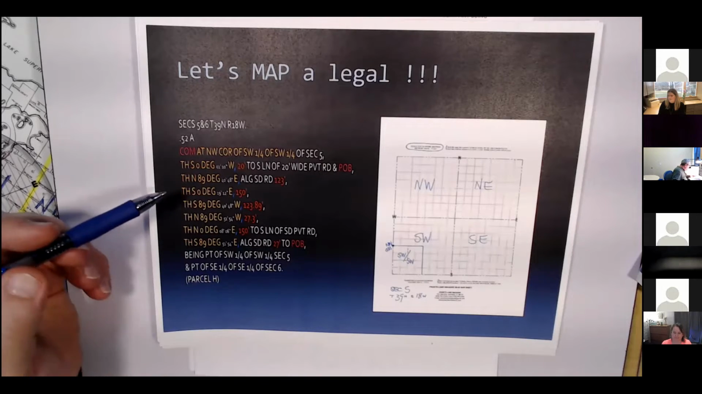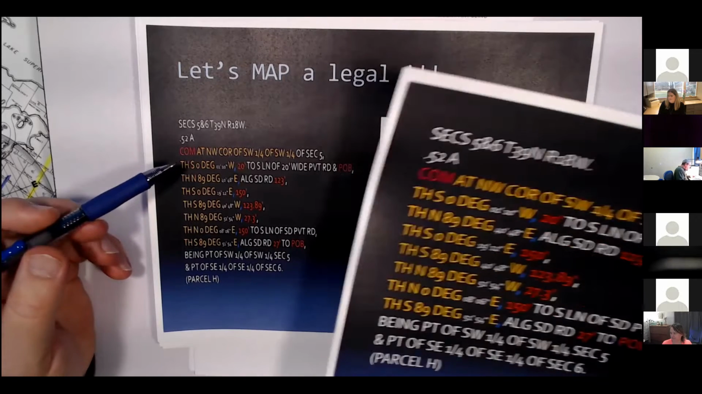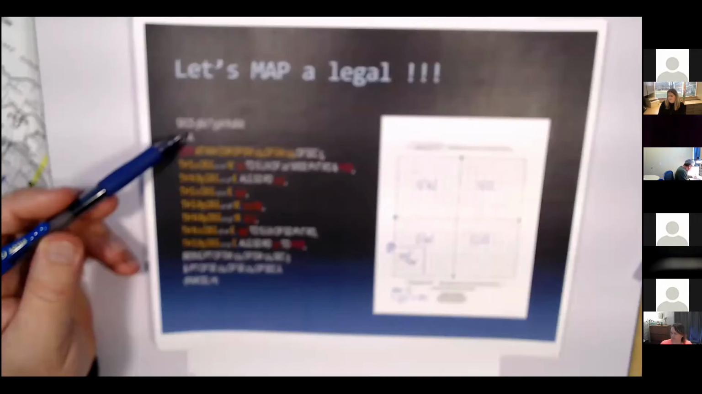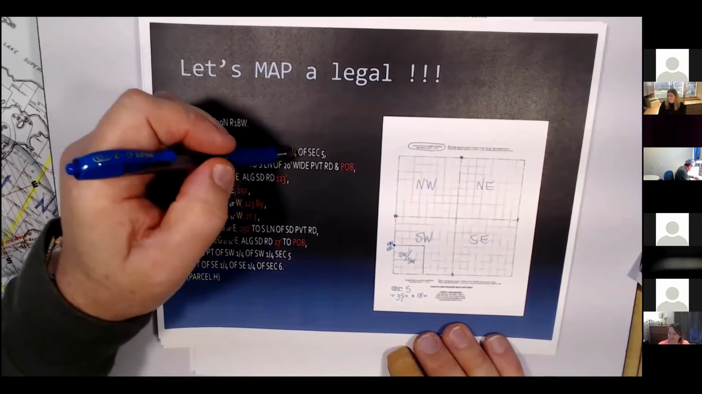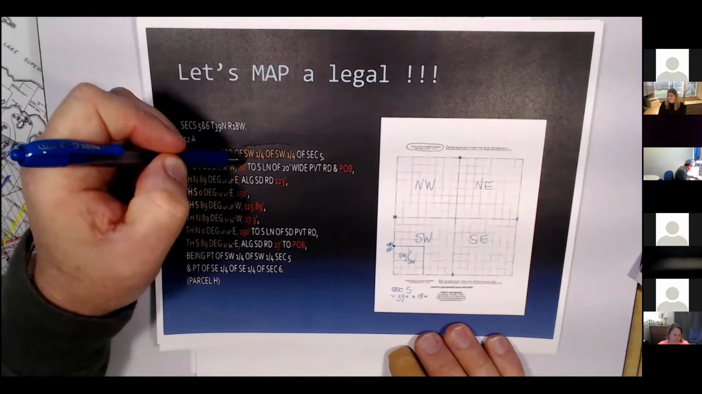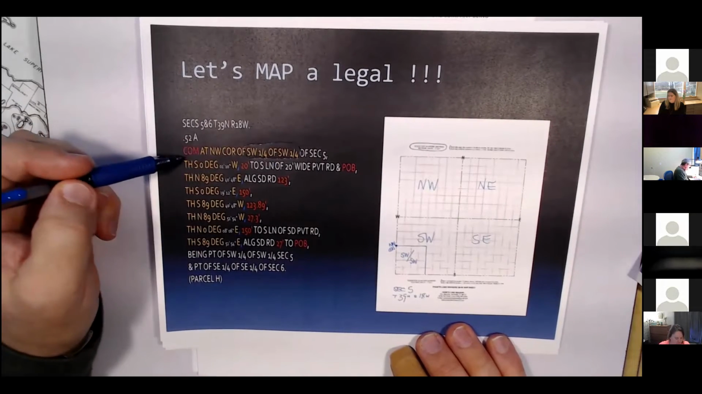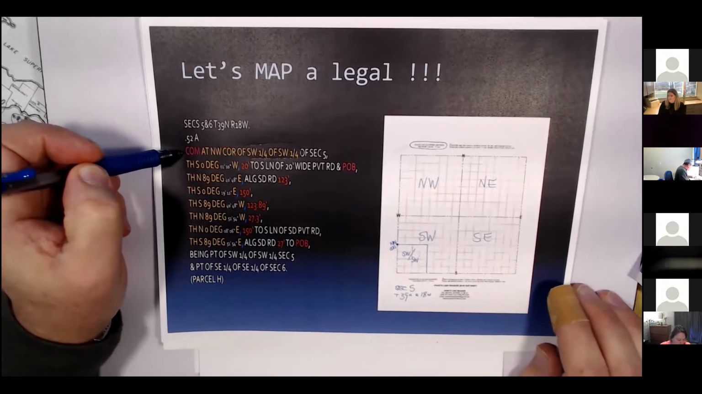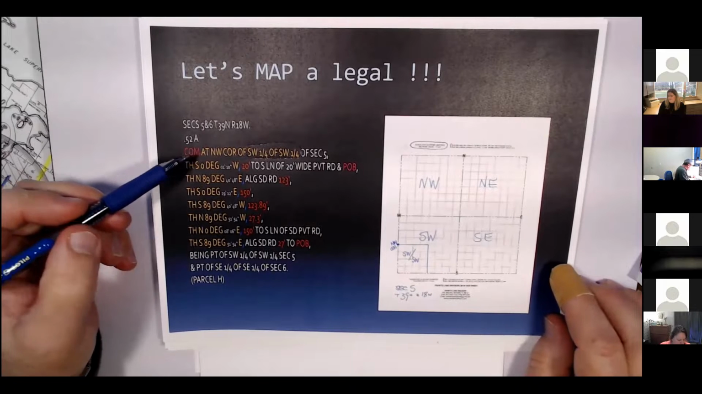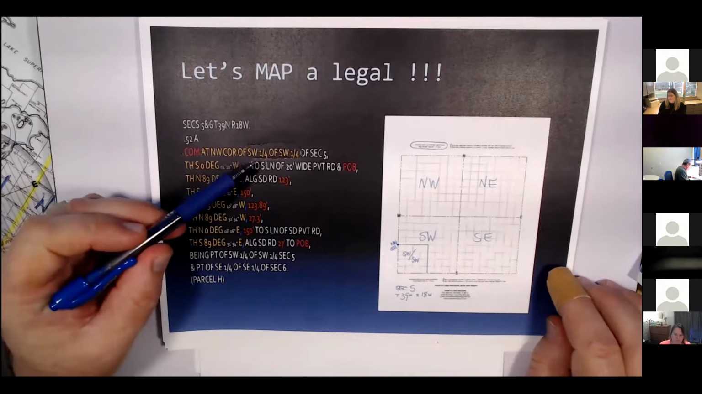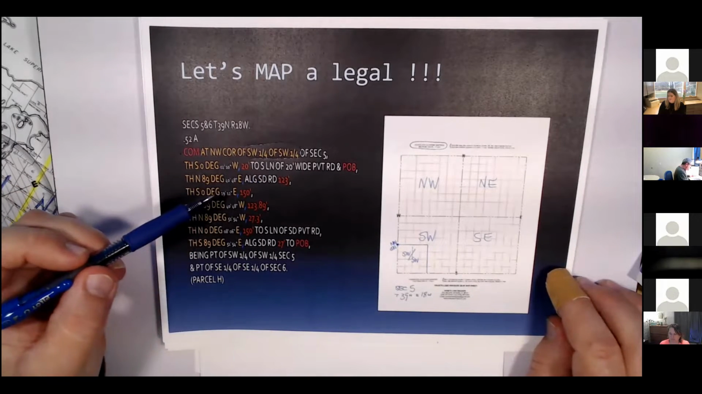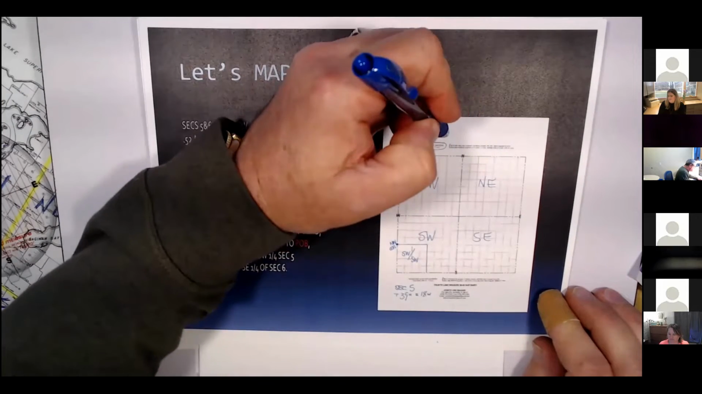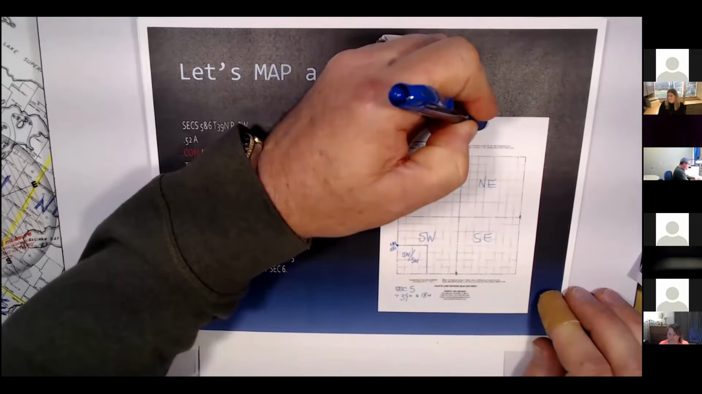Okay, so this is the description we had a little earlier here. It's in 2 sections. We're discovering here pretty in the first line, our commencement point. It's going to tell us where we're going to start our mapping, where we're going to start drawing. This is telling us that we're starting at the northwest corner of the southwest of the southwest. So this is our section 5 map. This is the whole square mile.